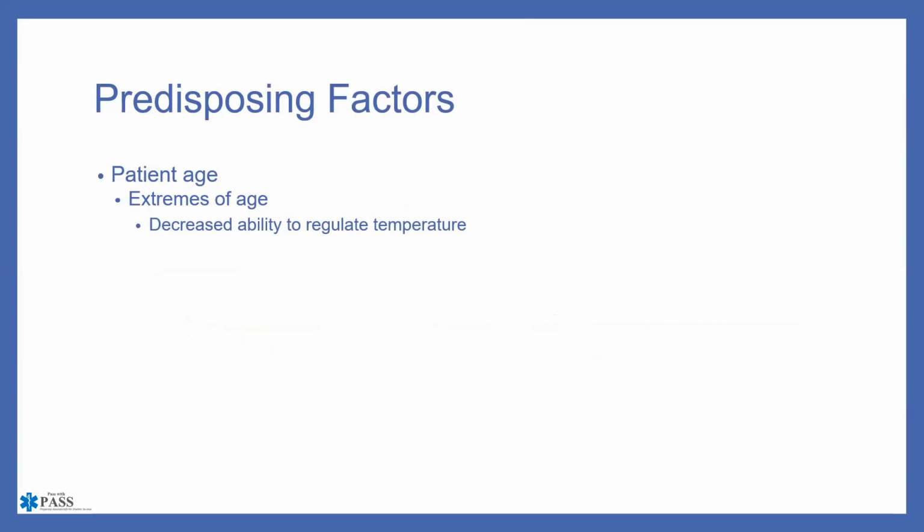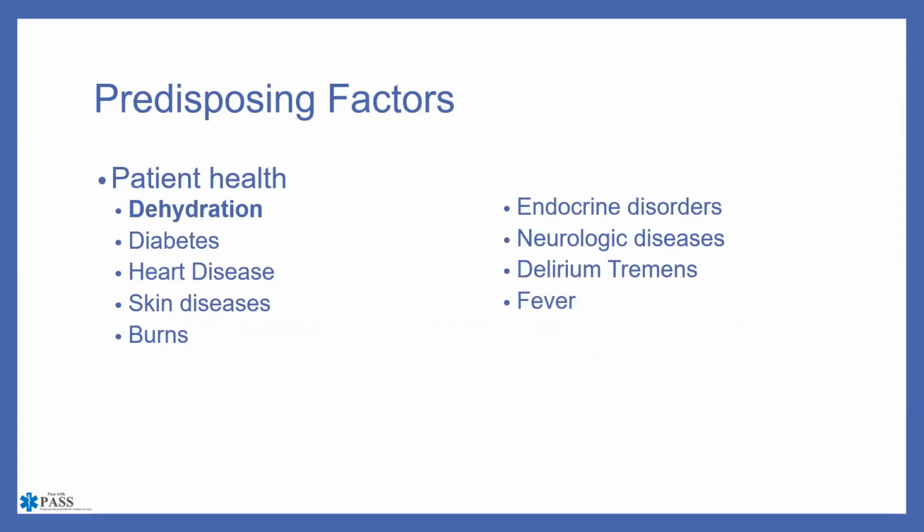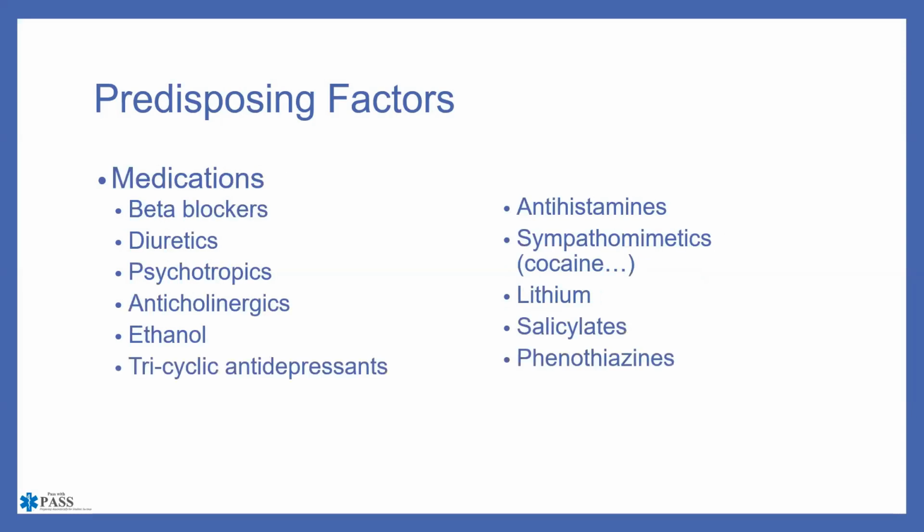Some of the predisposing factors are going to be extremes of age, and this is because of decreased ability to regulate temperature. Other things that may cause this are dehydration, diabetes, heart disease, skin disease, or any type of burn that goes along with it. So in our case study, that gentleman obviously is in worse shape because not only does he have his heat issue, but he also has the 2nd-degree burns to go along with that. Endocrine and neurologic conditions, delirium tremens, or alcohol withdrawal situations, which oftentimes go with the homeless population, put them at a higher risk even so. And then fever, as we've already talked about before.